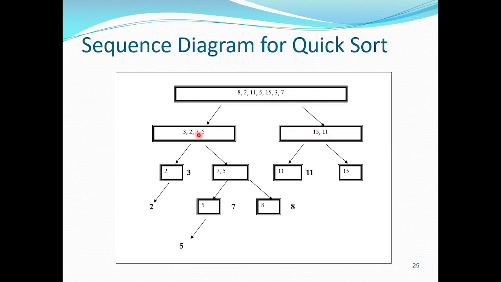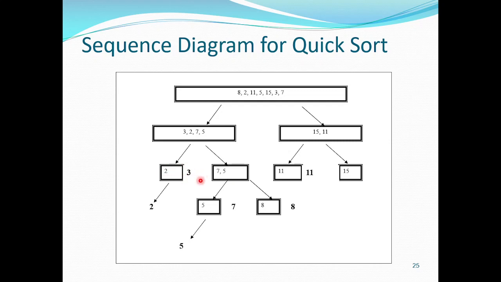And then apply the same concept. We need a pivot for this list: 3, 2, 7, 5. Let's say 3 is the pivot. Which one is the smallest? 2. The 2 will be on the left side of the list, and then the 7 and 5 will be on the right side of the list.